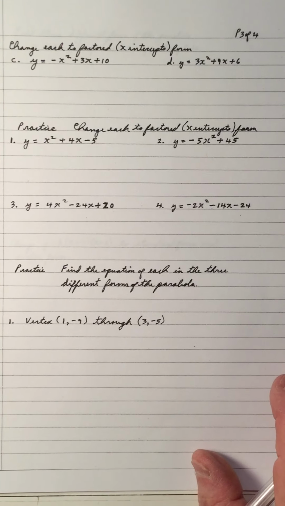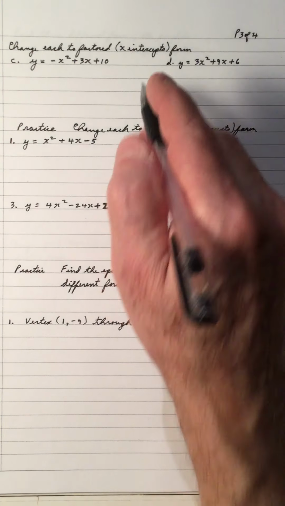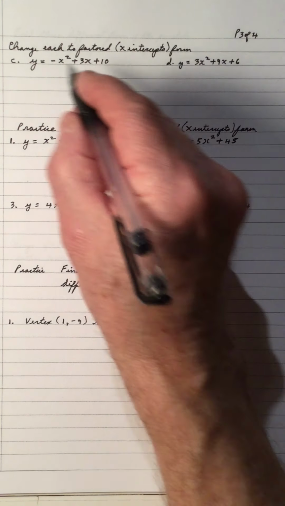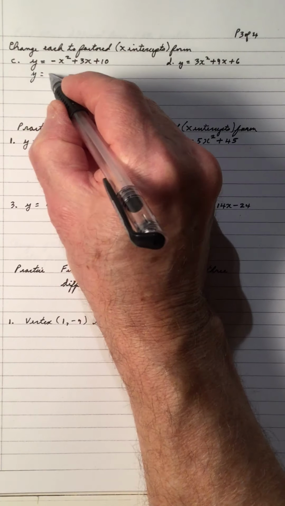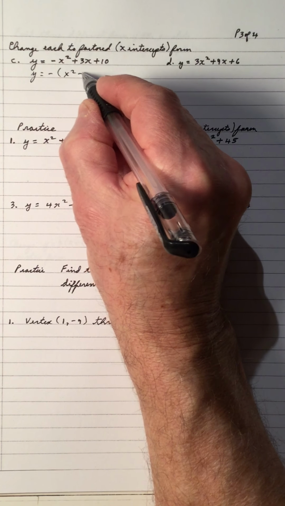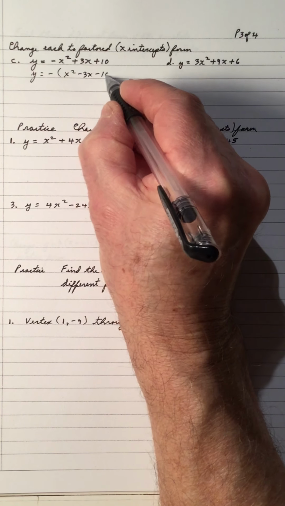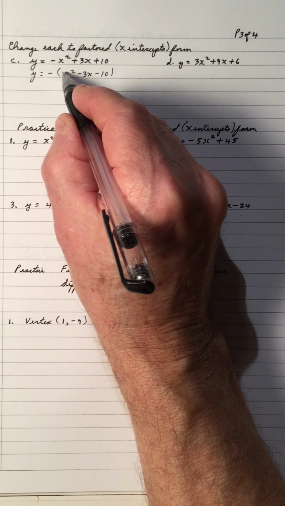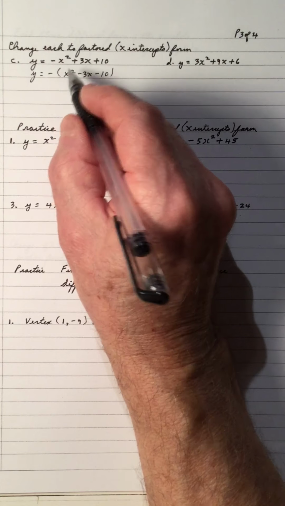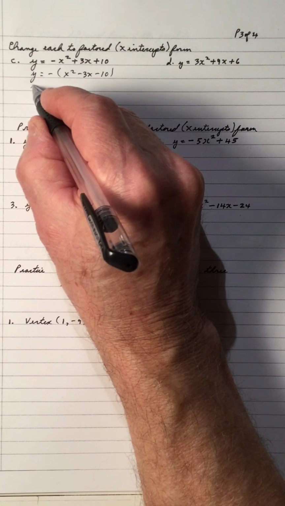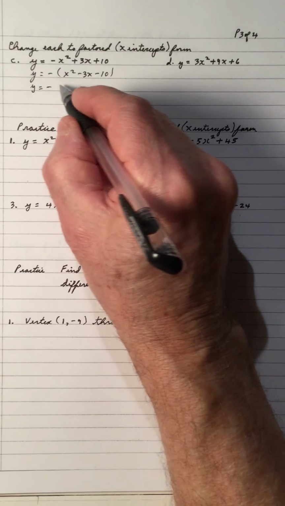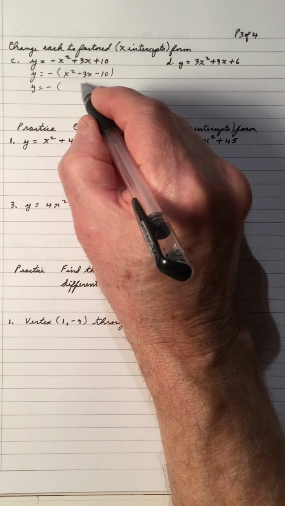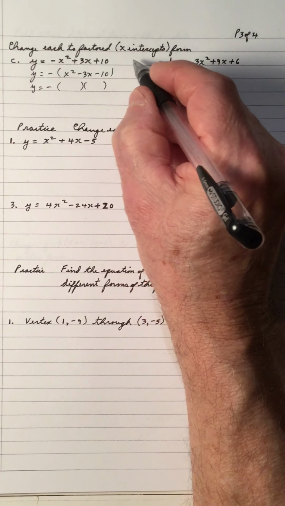And let's continue. Change each to factored form, x-intercept form again. We're going to factor it, so we take the negative out, x squared minus 3x minus 10. Notice when we factor, the leading term should be positive, so we take the negative out. And we have 1x squared, so it's going to work with double bracket.